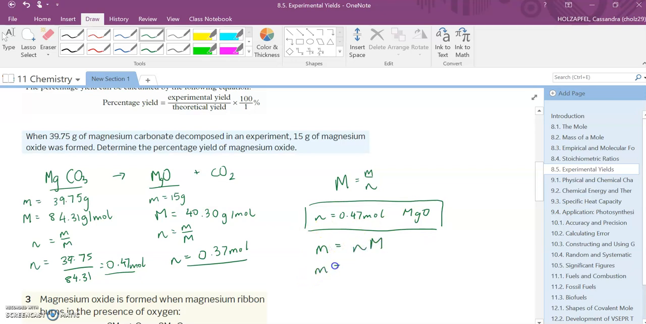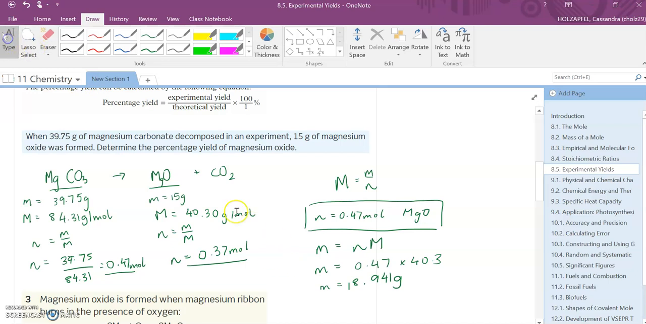So the mass should be equal to 0.47 times by the molar mass. So let's do that. 40, oh, my calculator's dying. 40.3 times by 0.47. So I should have produced 18.941 grams. So let's just round that to 18.94. All right, so let's pop that in our formula.